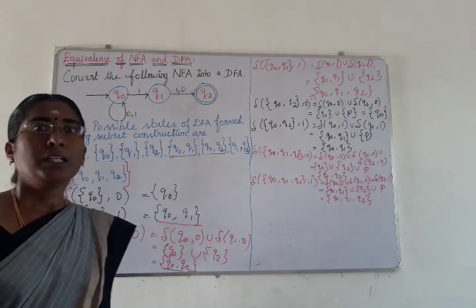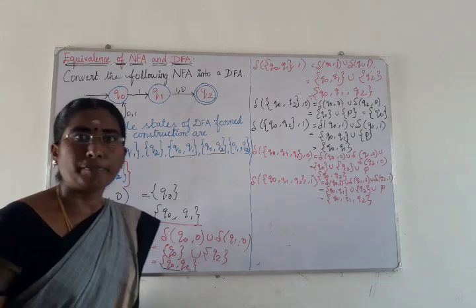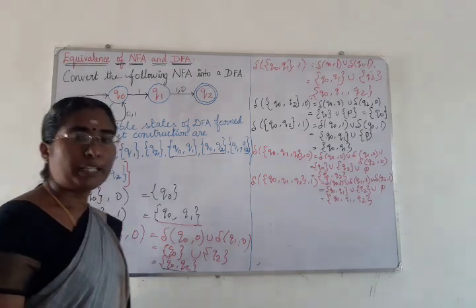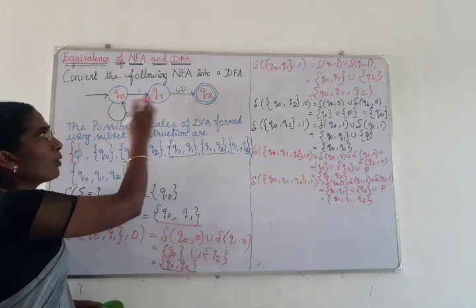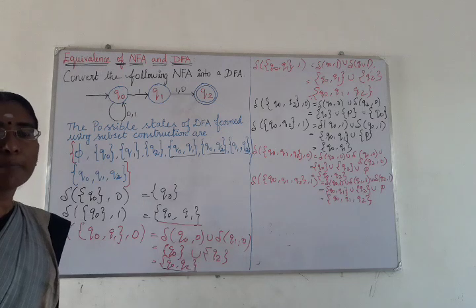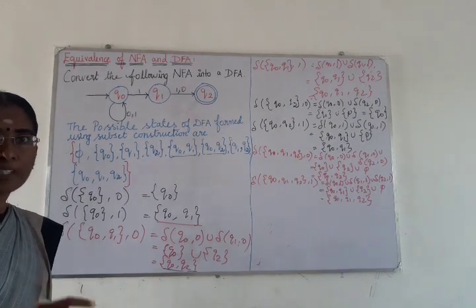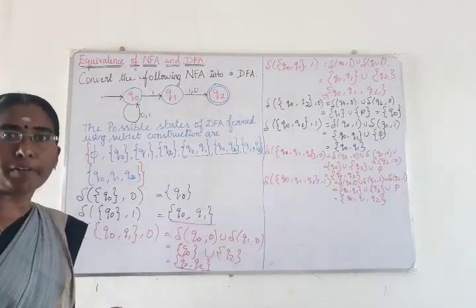Hello friends, now we will see how to convert an NFA into an equivalent DFA. If the number of states in the NFA is 3, here we have 3 states Q0, Q1 and Q2, then the number of states possible for a DFA is 2 power n, that is 2 power 3, so up to 8 states may be used in the DFA.